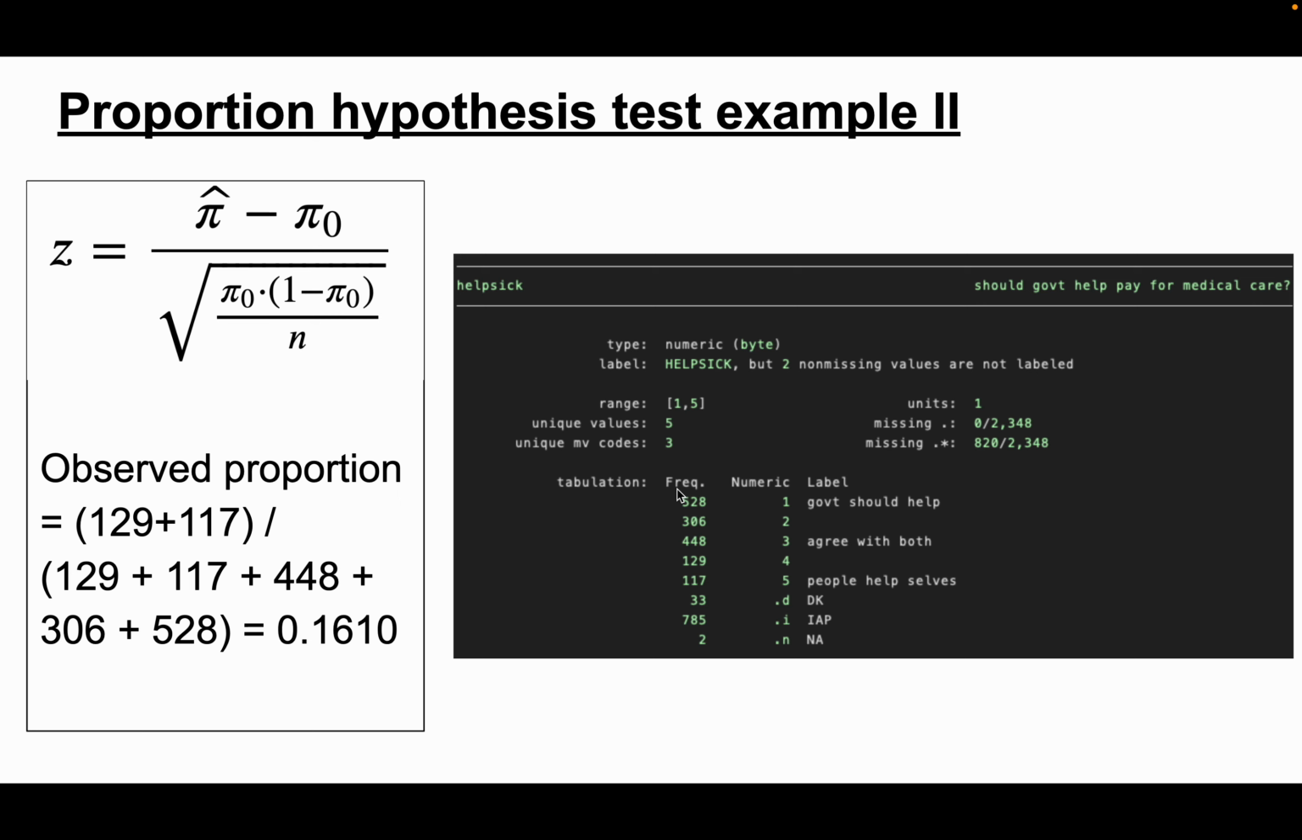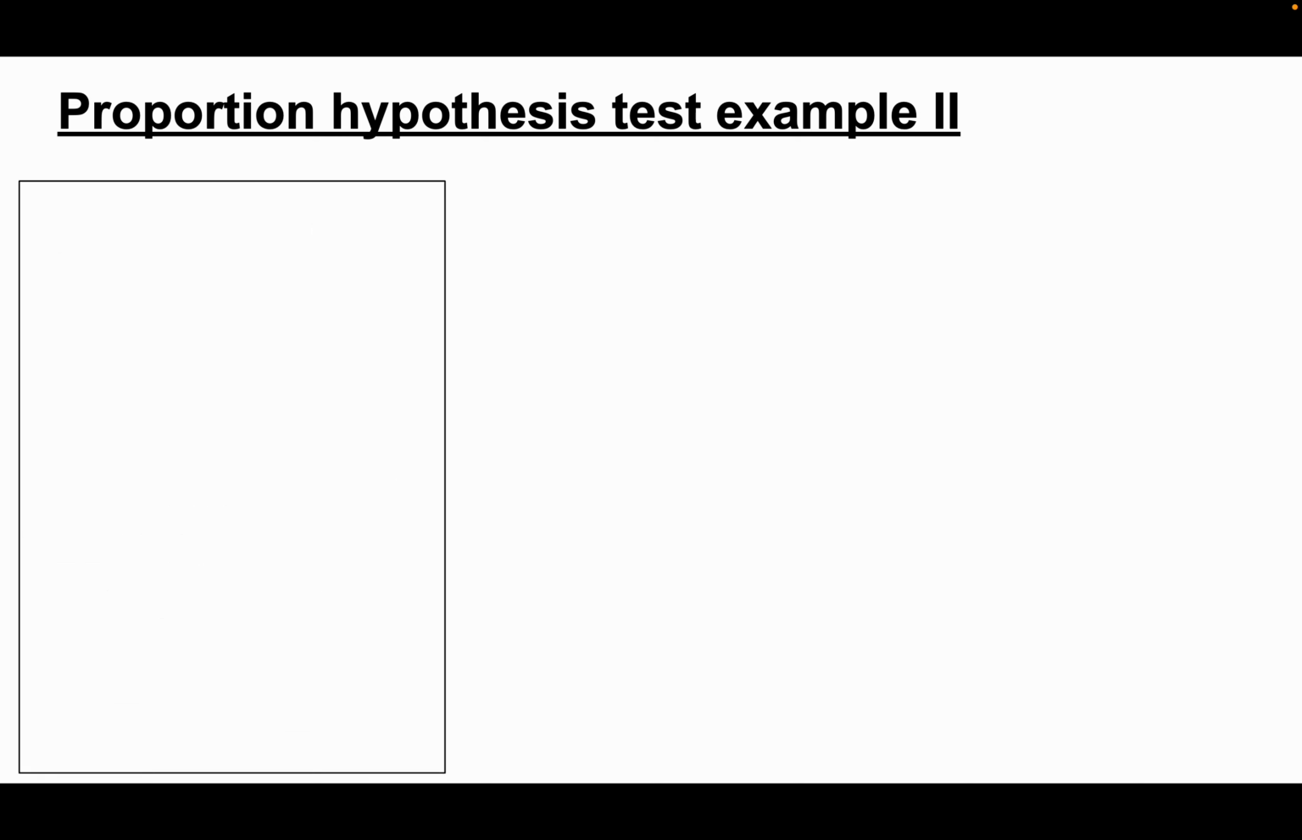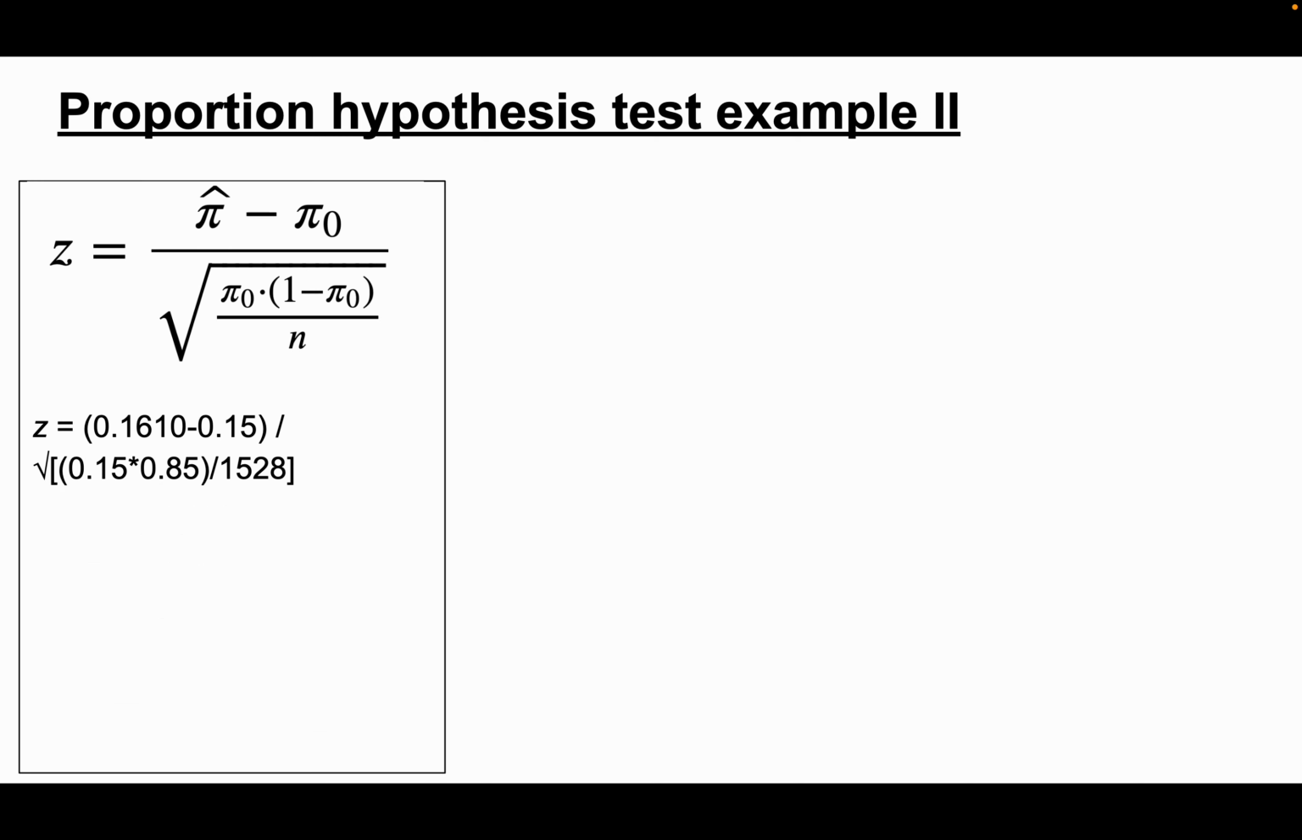Then, of course, we only have a couple more things to compute. We're going to compute, quote unquote, the null hypothesis value. Just plug in 0.15. Then we need to compute the standard error under the null. So we'll do that now. So we've got 0.1610 minus 0.15 on top. And then we're going to have 0.15 times 1 minus 0.15, or 0.85, over 1528. That was our sample size.